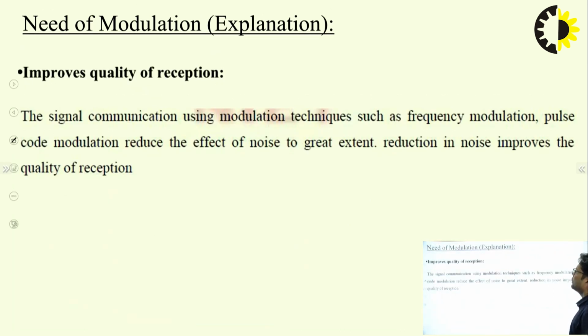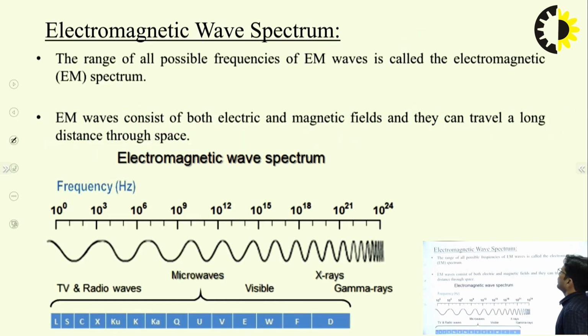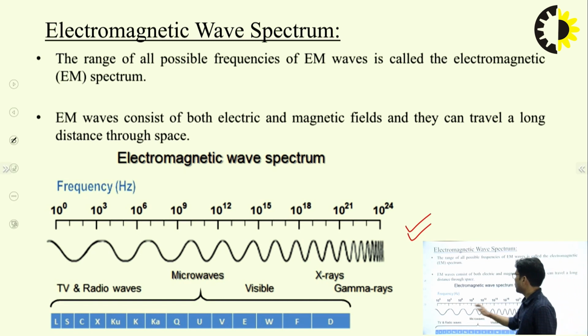Next, need of modulation: improves the quality of reception. With the help of high frequency signals, we can improve the SNR, and by improving the SNR, the signal quality will improve. This is the EM spectrum. This is the range of frequencies, and different kinds of bands are mentioned here. I think this is all clear to all of you. So thank you everyone.